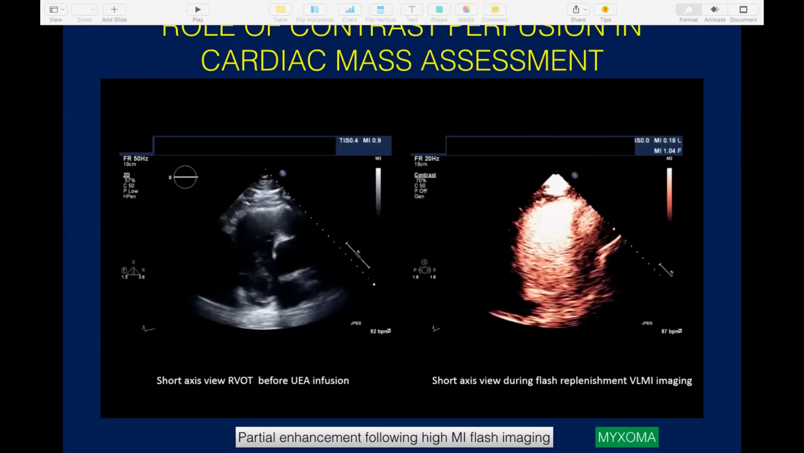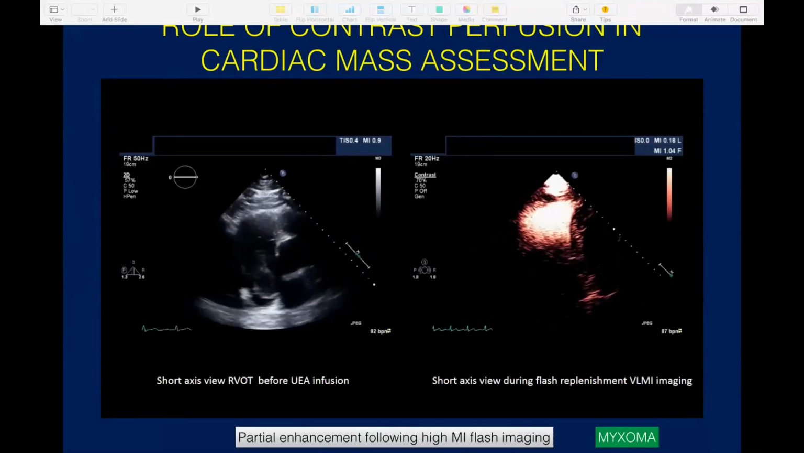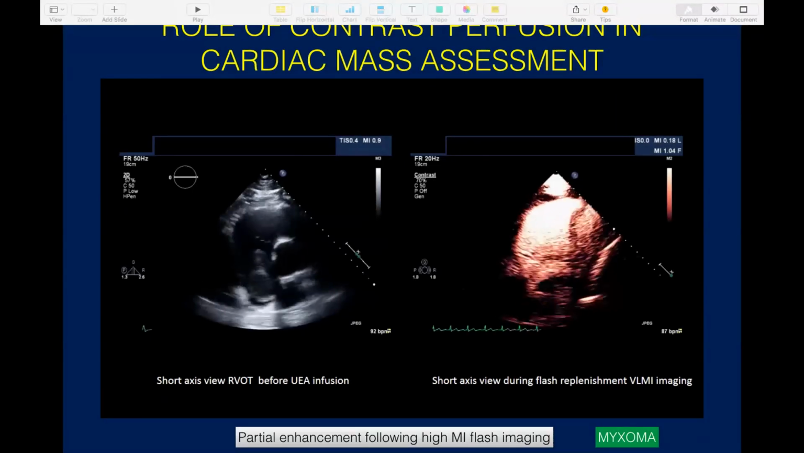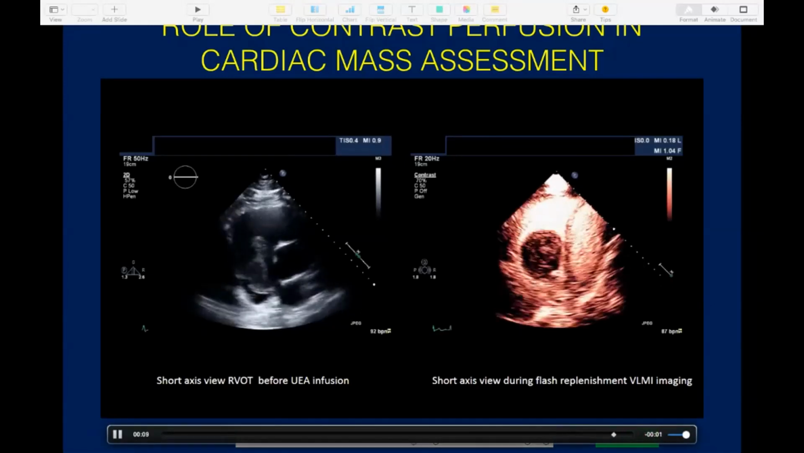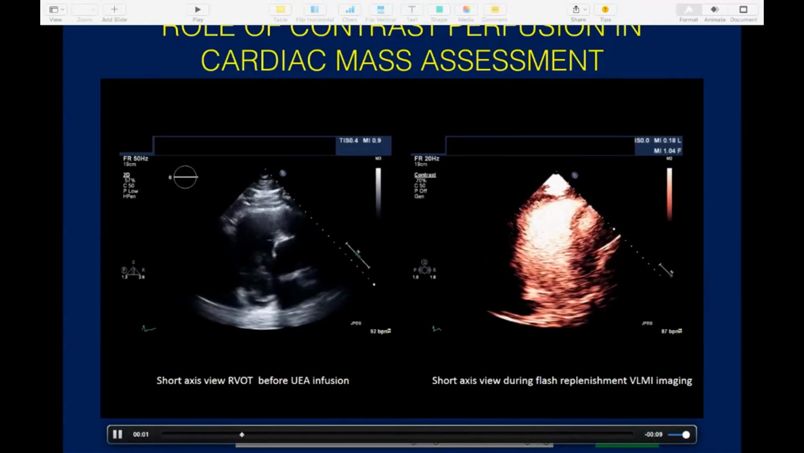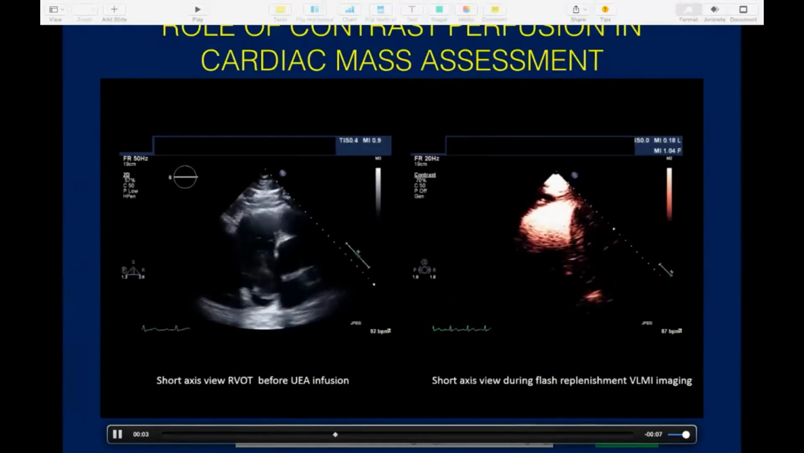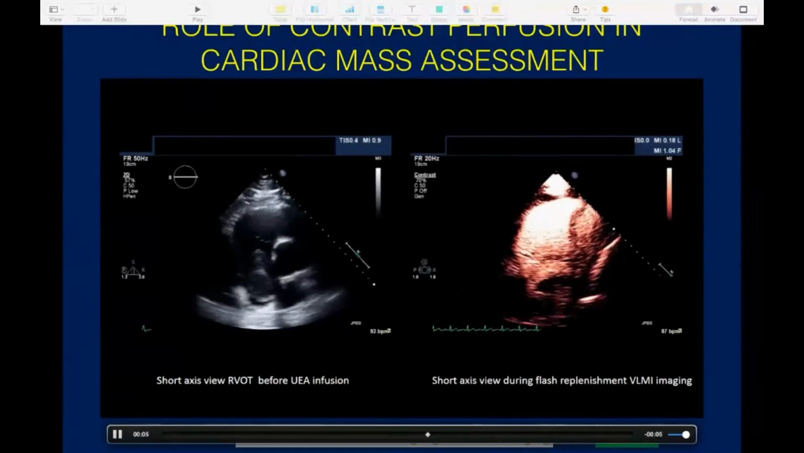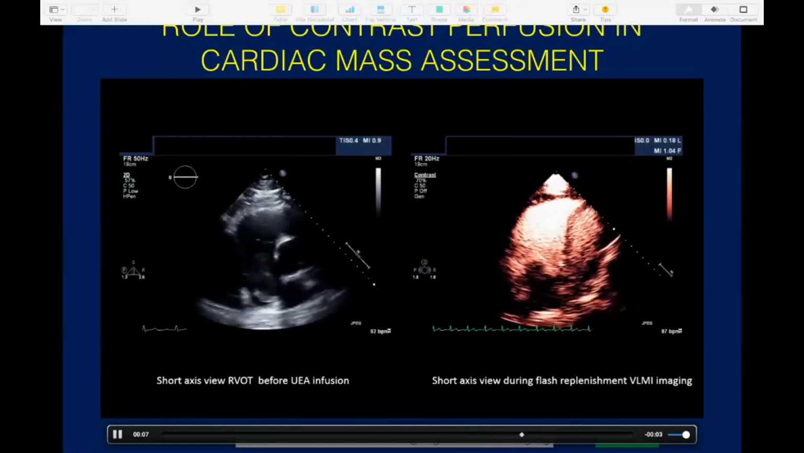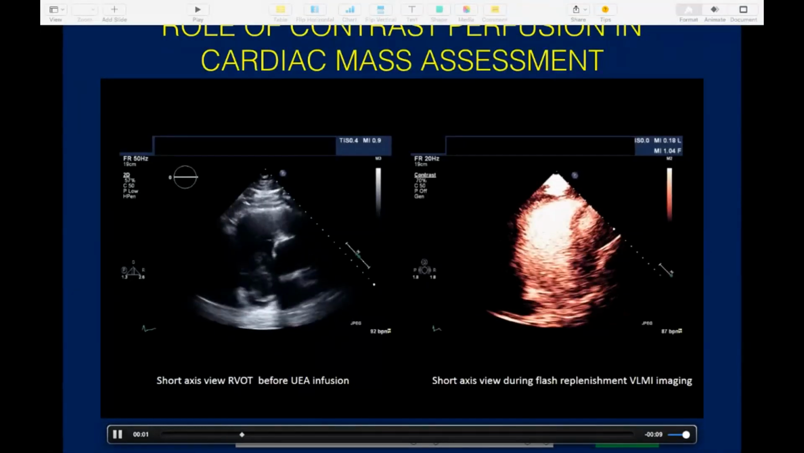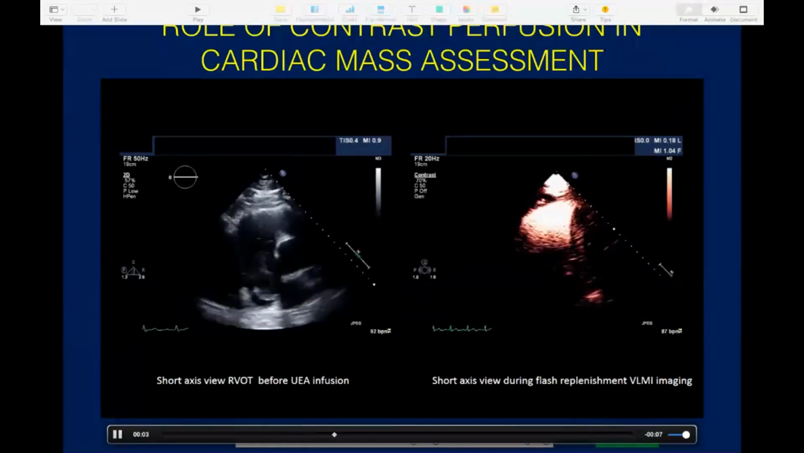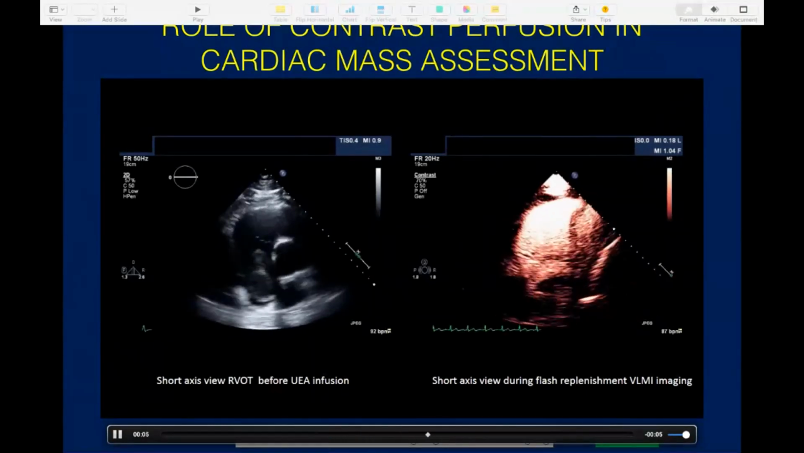Now, taking it to the next step, you can use contrast perfusion to look at cardiac masses. So here is a pretty large mass. And most people would say, this looks like a myxoma or other things, and that's very fair. And most people would consider doing an MRI, which is kind of the gold standard for tissue characterization. But you can do something in the interim too, where when you give contrast, you can do exactly what we spoke about just now.